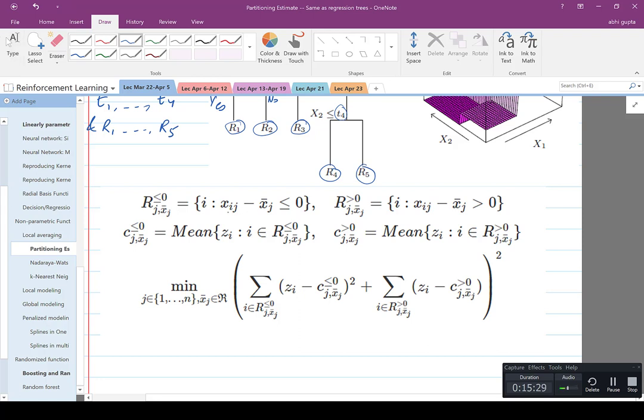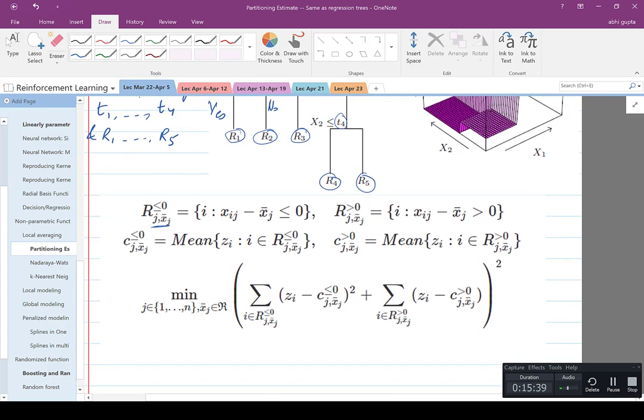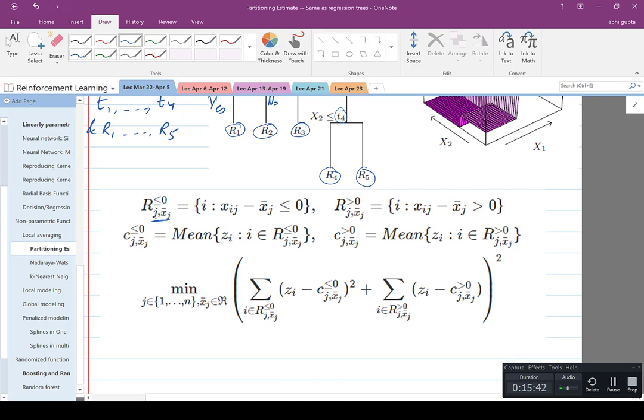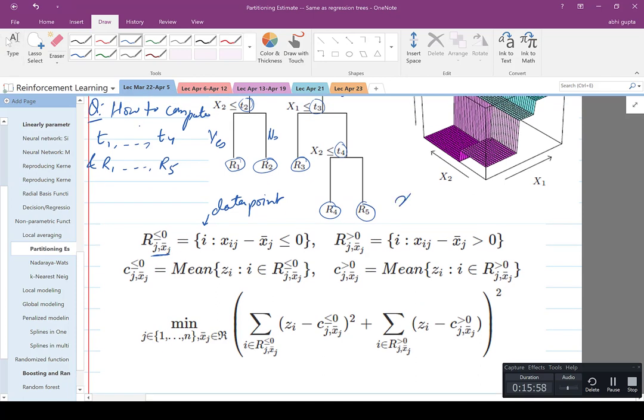So given a point xi, you define the set of all, for every j and x bar j, where x bar j is a threshold, which is this t threshold, and j is the coordinate of x. So this is the data point, this is the jth element of xi. Remember, your data point is xi, zi, i equals 1 to, let me call it m. Okay. So this is the data set that is given to you.